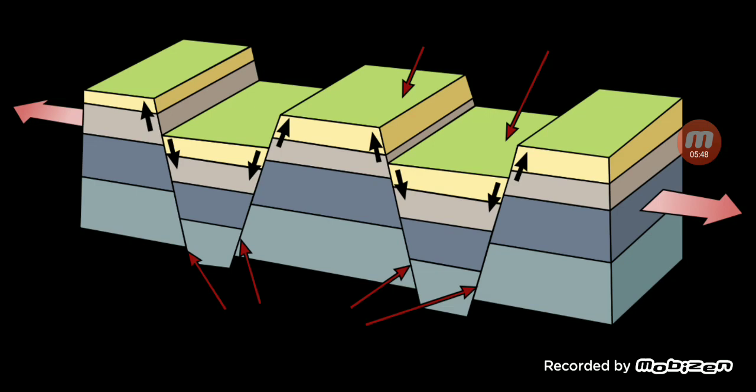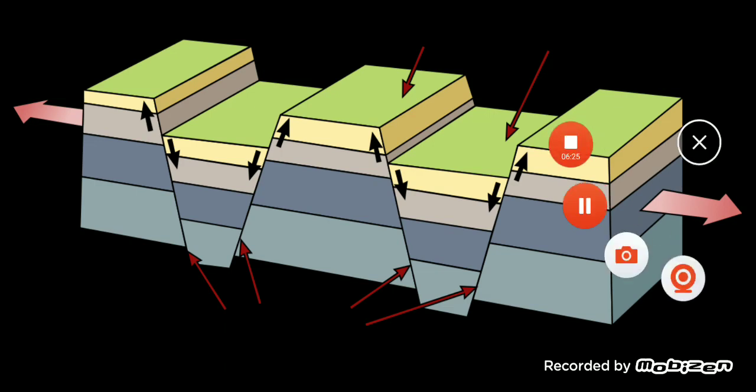The raised blocks are called horsts. Thus, block mountains are also called horst mountains. And the block which goes down is called graben. For example, the Vindhya Range and the Satpura Range in India, the Black Forest in Germany, the Vosges in France, the Sierra Nevada in USA, and the Salt Range in Pakistan are examples of block mountains.